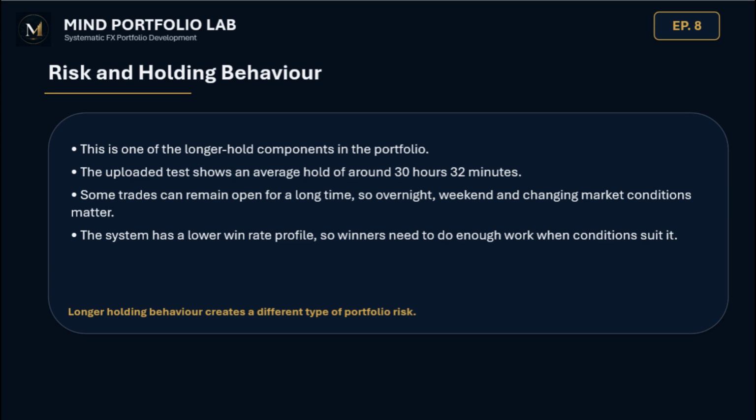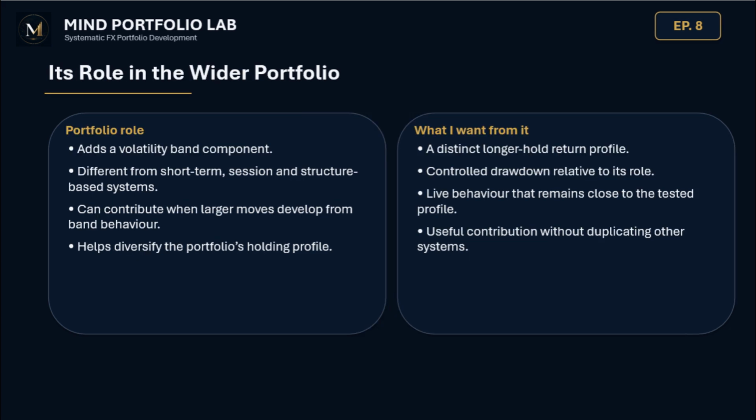For this EA, I am interested in whether the live behavior remains close to the tested profile. I want to see whether trades are still being taken in the type of conditions the system was designed for. I want to see whether drawdown remains within a sensible range. And I want to understand whether it is adding something different from the other systems. At portfolio level, the role of this EA is to add a volatility band component. It is different from the short-term momentum EA because it is not mainly about quick intraday movement. It is different from the session-based EA because it is not mainly about a defined trading window. And it is different from the previous day level EA because it is not simply reacting to one fixed daily reference point. Its role is to give the portfolio exposure to a different type of market behavior.